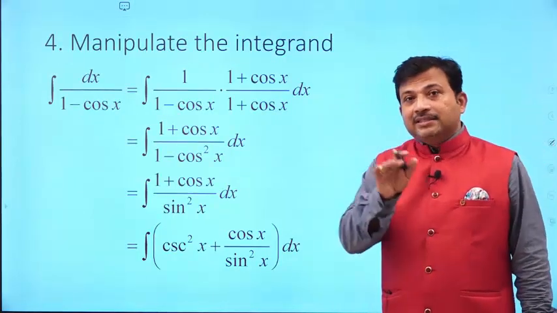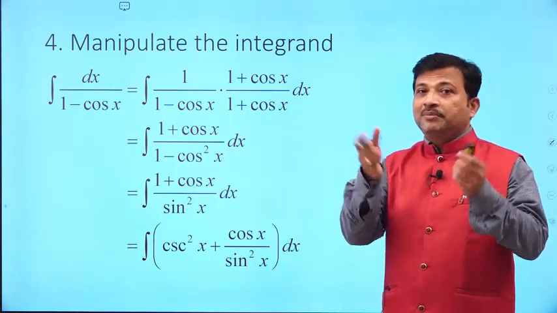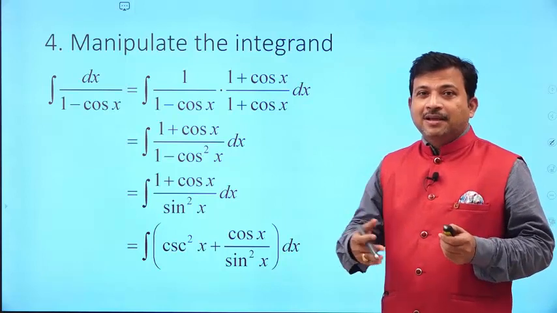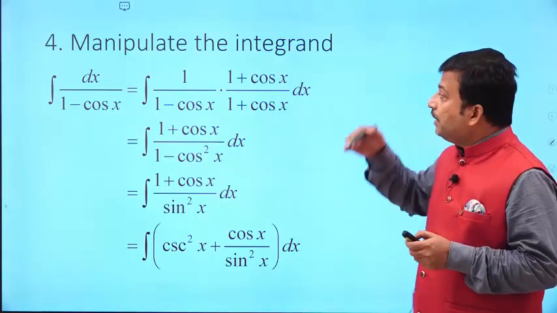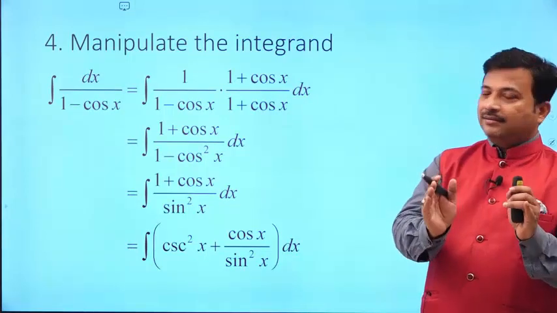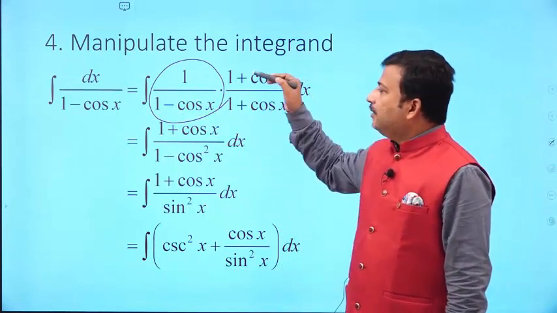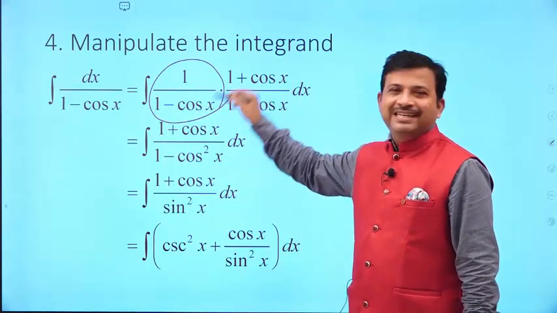Manipulate the integral. This is another one. You have to manipulate. You might be thinking manipulation is wrong, since you told me last class. Manipulation means what you will do? You should manipulate in such a way that the originality should not alter. Take the integral of 1 by 1 minus cos x. Doing direct integration to this integrand is a little tough.